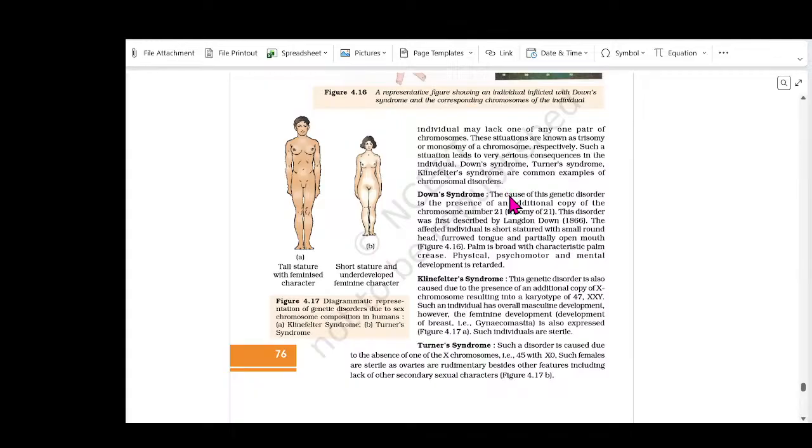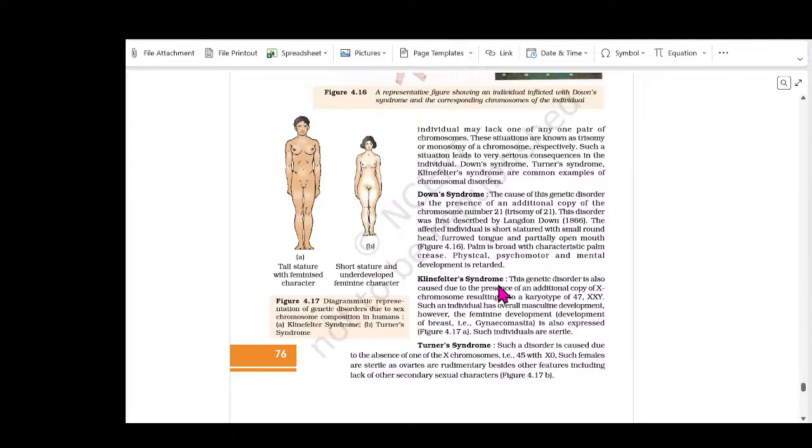Down syndrome. The cause of this genetic disorder is the presence of an additional copy of chromosome number 21, thus known as trisomy of 21. This disorder was first described by Langdon Down in 1866. The affected individual is short-statured with a small round head, furrowed tongue and partially open mouth. The palm is broad with a characteristic palm crease. Physical, psychomotor and mental development is retarded.